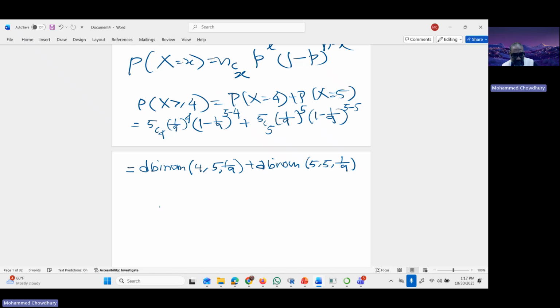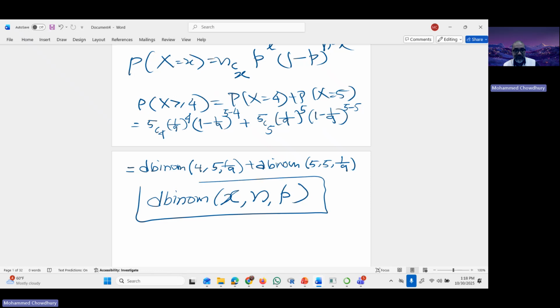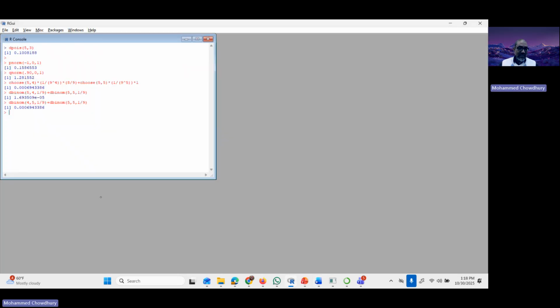So the formula is, this is the general formula, dbinom. You put x, which is the number of successes, and then you put n, which is the number of trials, then you use the probability. This is the formula you should write down, okay? See the result matching between the manual approach and the formula approach. So this is the correct formula. Understand?